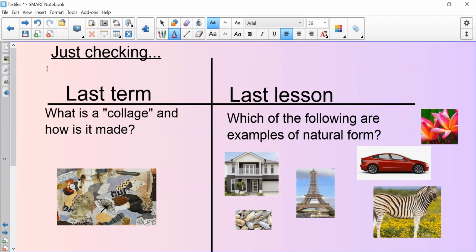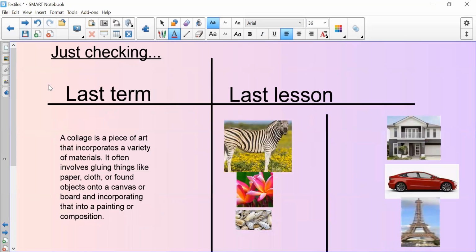So from last term, I want you to think about what a collage is and how it is made. And from last lesson, which of the following are examples of natural form and which aren't? Okay, so spend about 5 or 10 minutes either writing or discussing these if you've got somebody with you. Okay, let's see how you did. So if you haven't paused the video, pause and do that. If you have, let's see.